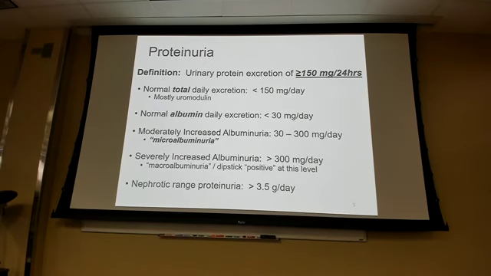So, again, you don't have to know this, but we do have to know that there are thresholds and boundaries. What constitutes normal? There is normally protein in your urine, even a tiny, tiny little bit of albumin. But what there is mostly is uromodulin, that Tamm-Horsfall protein.